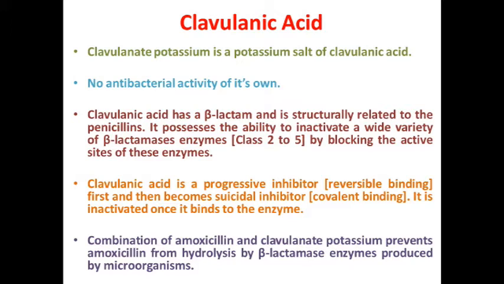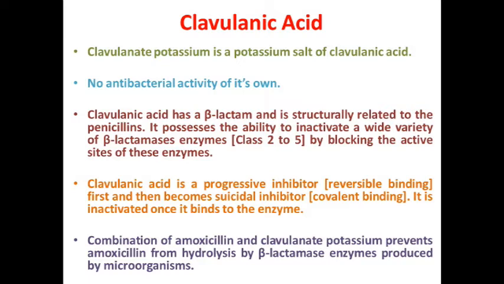Clavulanic acid is also available as clavulanic potassium, and that's the commonest salt of this drug that we use. Now remember that it has no antibacterial activity of its own, so that's important. Clavulanic acid, in fact, is structurally related to penicillin and has the ability to inactivate a wide variety of beta lactamase enzymes. There are various classes. This clavulanic acid basically blocks class 2 to class 5 beta lactamase enzymes. So it blocks the activity of the enzymes. This lamp of clavulanic acid blocks the activity of darkness.